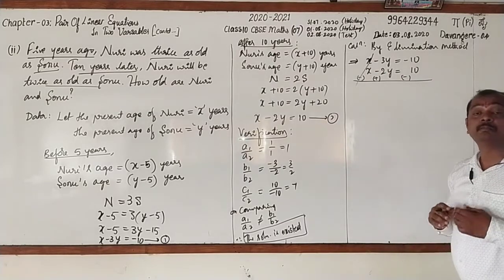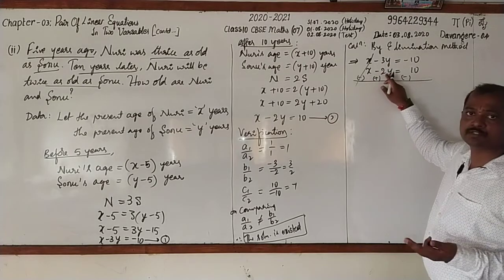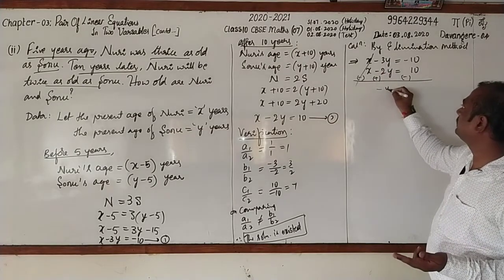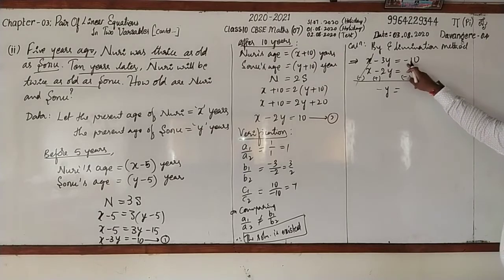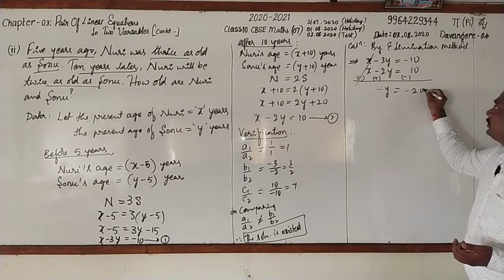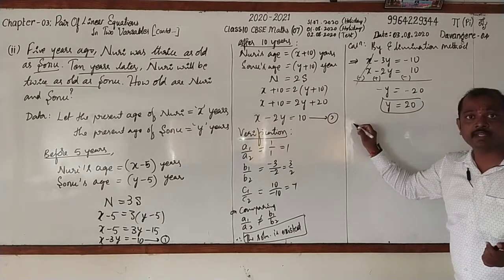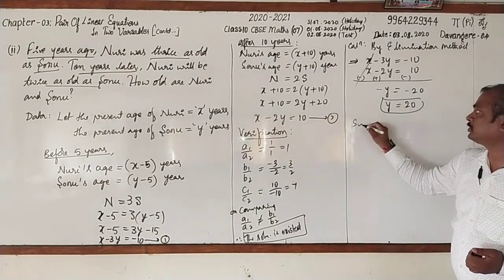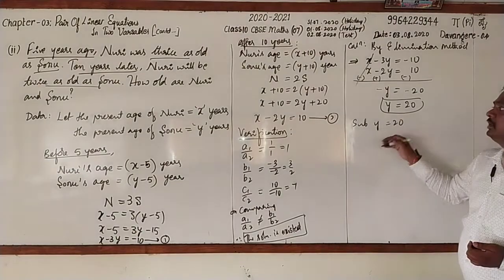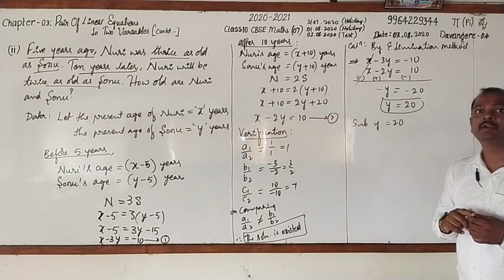Plus x minus x get cancelled. Next, minus 3y plus 2y, how much is it? This will be minus y. What about minus 10 and minus 10? It is minus 20. So y is equal to 20. Now let us go for substituting y equal to 20 in any one of the two equations to get the value of x.